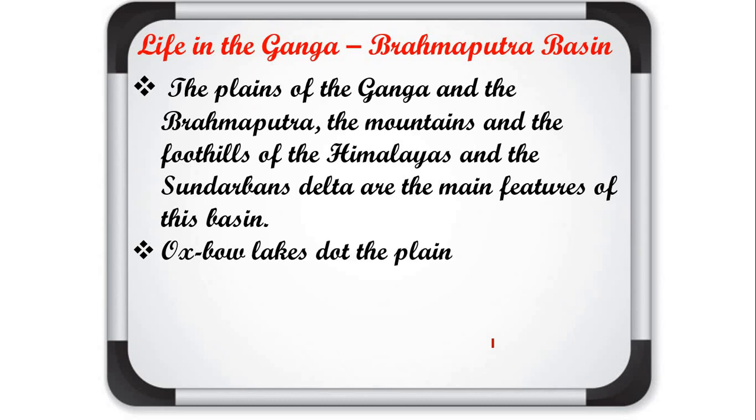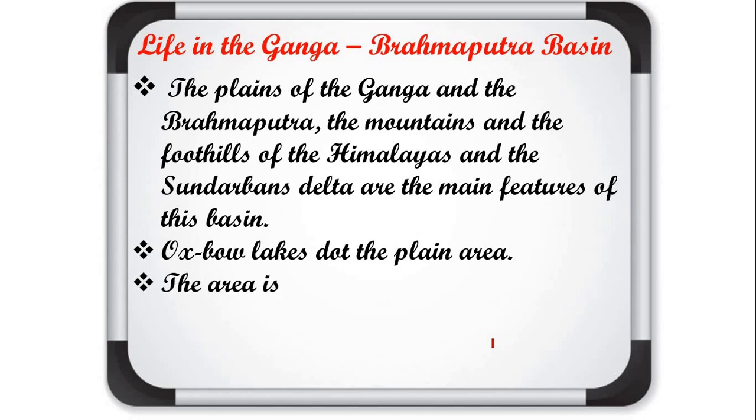Oxbow lakes dot the plain areas. When the Ganges river enters the plain area, like in UP and Bihar, it divides into different branches and takes many bends, or turns. In this way, some lakes are formed which are known as oxbow lakes.